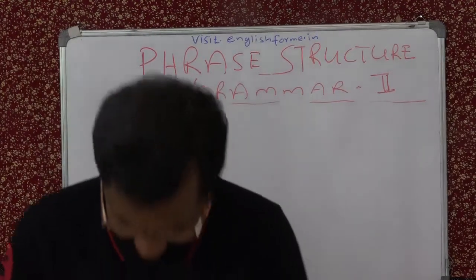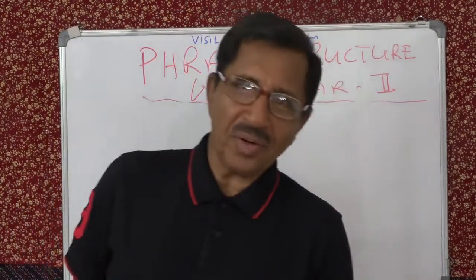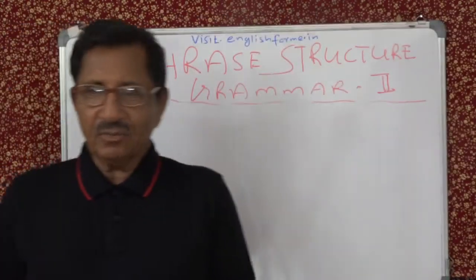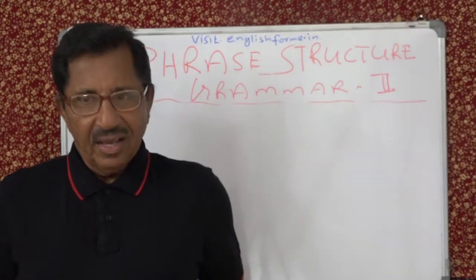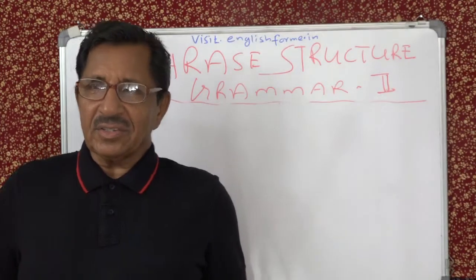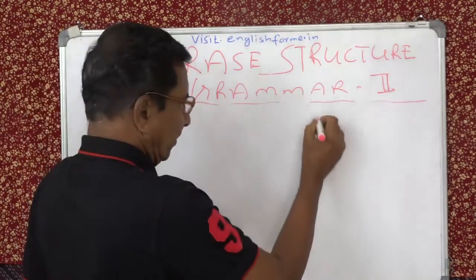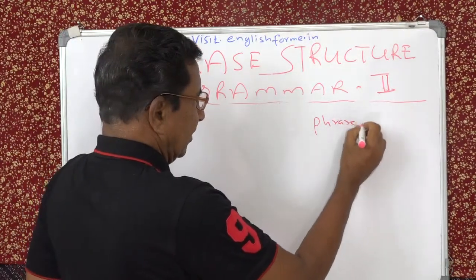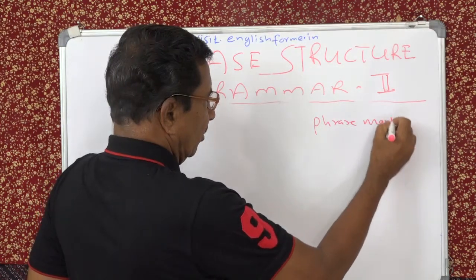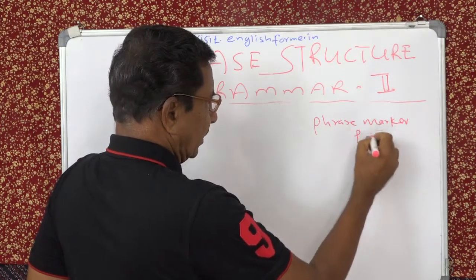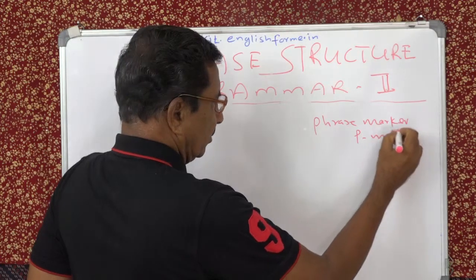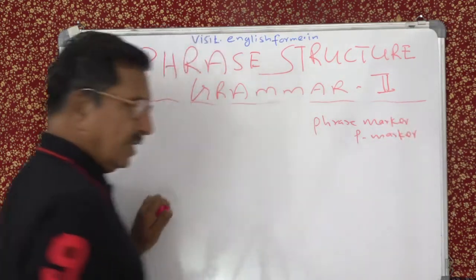Hi friends. So yesterday we saw what is PSG, that is phrase structure grammar. And you saw we learned many new words. Now what is that? P marker or phrase marker. What is phrase marker? Tree, isn't it?